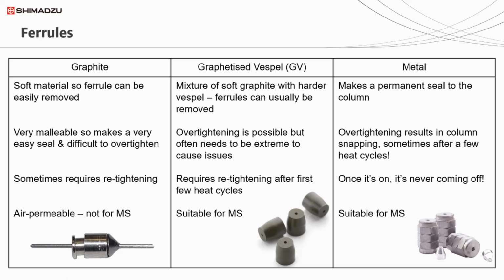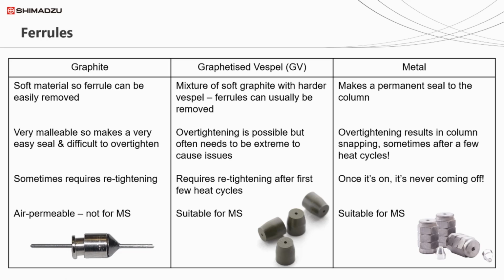The main downside of Vespel ferrules is that they can move around even after they've been tightened, which can make installation a little more tricky. They also have to be retightened after a few heat cycles as the material tends to shrink.